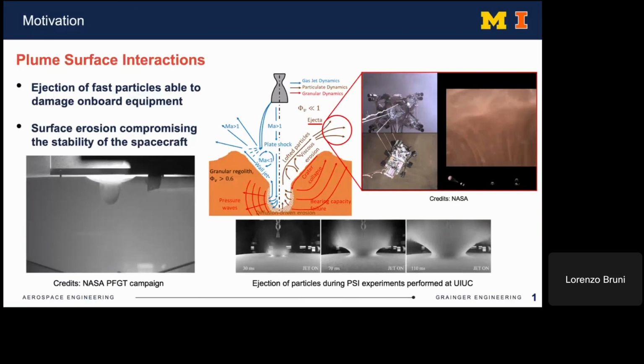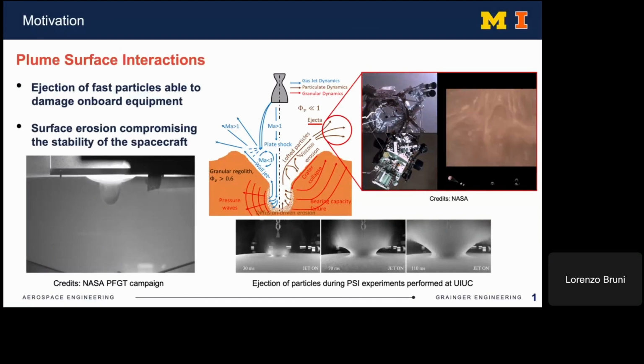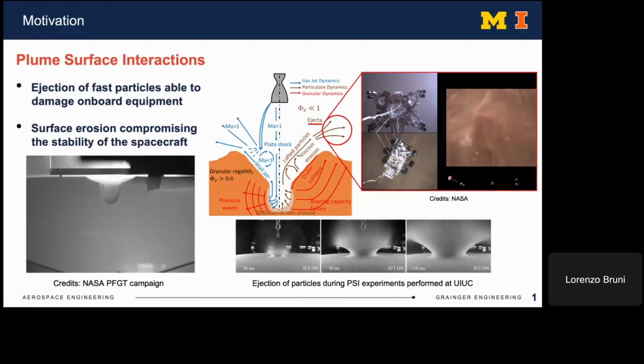So what we mean by Plume-Surface interaction in this study is the effect of the interaction between the exhaust of a rocket-powered spacecraft and the granular surface of a planetary body. This phenomenon is highly dependent on the characteristics of the soil, on the flow properties of the jet, and on the distance between the jet and the surface, and all of these parameters lead to the risks associated with plume surface interactions, such as the erosion of the surface that could compromise the stability of the spacecraft, and the ejection of fast particles able to damage the onboard equipment and reduce the visibility.